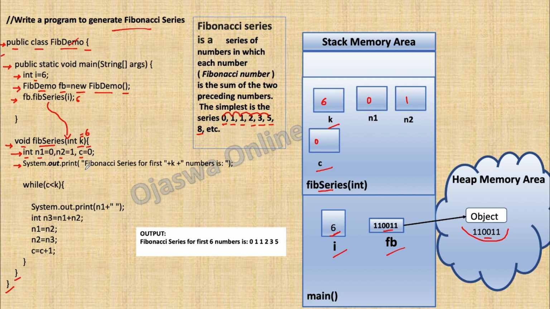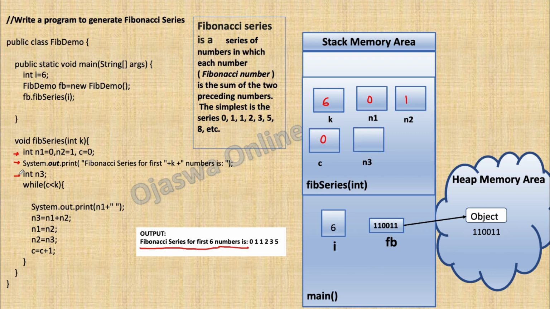Inside the double quotation marks, we have written Fibonacci series for first. So this text will be printed to the console. Variable k will retrieve value 6, so 6 is printed to the console, and inside the double quotation marks again "number is colon" is printed to the console. So when this statement is executed, this output is printed.